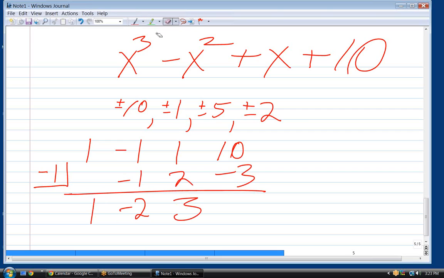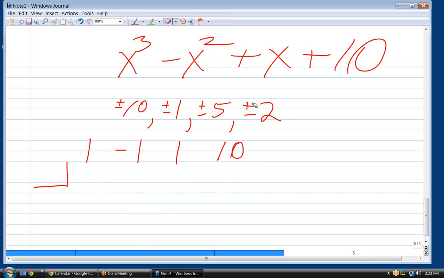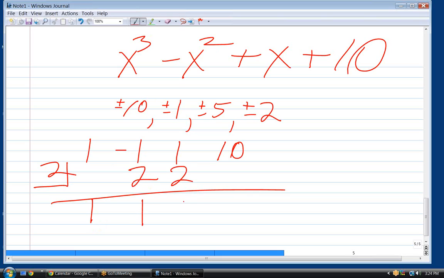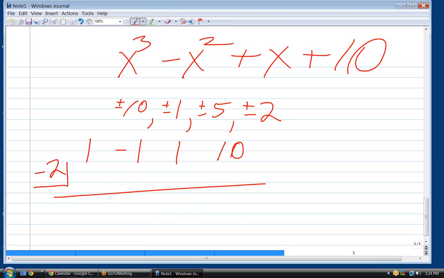No. Minus 1 is not a solution. How about 2? Oops. 1, 2. 2 is not a solution. This is the process. Believe it or not, this is the way you have to do it. Yeah, you have to do eight problems. Yep. These are brutes.